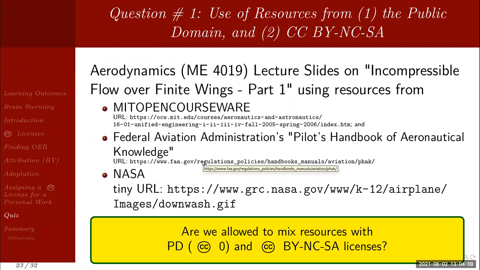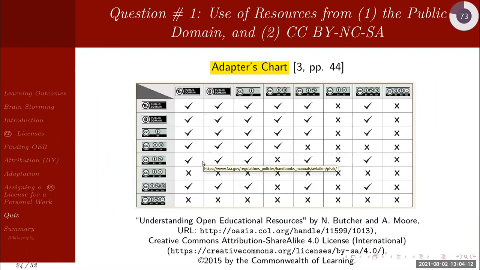Yeah, it's always a good idea to consult the adapter's chart. So you have things from public domain, and another one is CC BY NCSA. So public domain can be mixed with CC BY NCSA. See, it's allowed. No problem. You can do that.